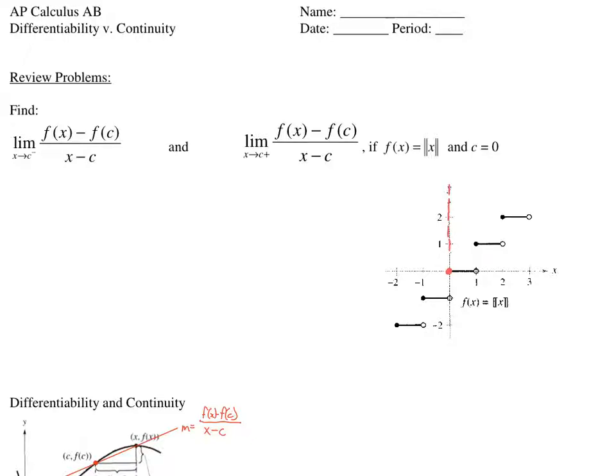Actually, we should just, there's c equals 0. Okay, so what is the slope approaching as we approach c from the left? 0.